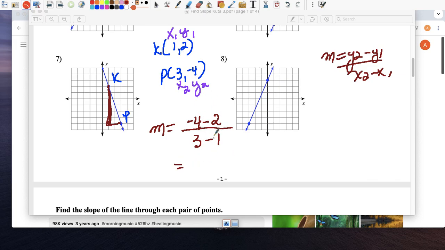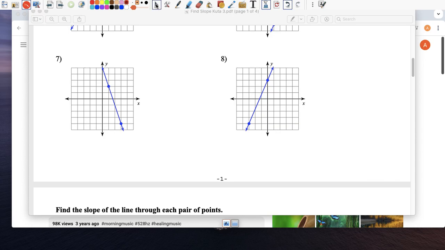So we should get a negative number. On top, -4 minus 2 is -6, and 3 minus 1 is 2. If you simplify, you get -3. So the ratio, we're comparing two numbers here: the difference between the y coordinates and the difference between the x coordinates is -3. And actually, it's -3 over 1.